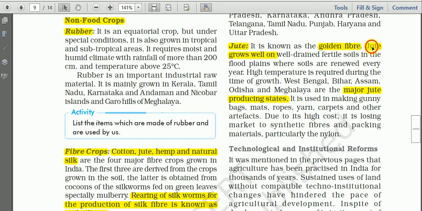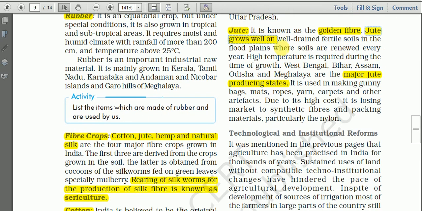Then jute grows well, this is about geographical requirement, in well-drained fertile soils in the floodplain. Actually, jute requires alluvial soil. Best suited one is alluvial that is also frequently flooded. If it is flooded every year, then the flood water brings silt, and that is why the best type of soil is flooded alluvial soil, where the soils are renewed every year.